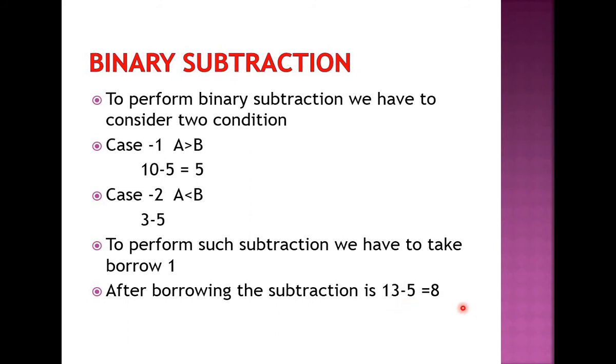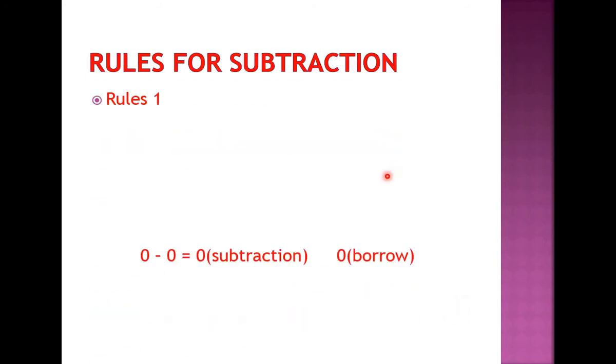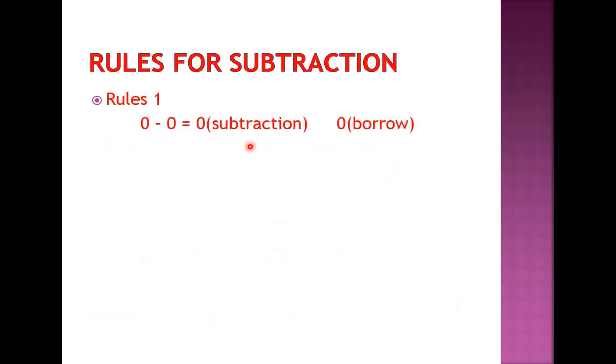Again we have to use 4 rules for binary subtraction. Rule 1, 0 minus 0 gives subtraction 0 and borrow also 0. In rule second, we have to perform the subtraction 0 minus 1. Now this is not possible.